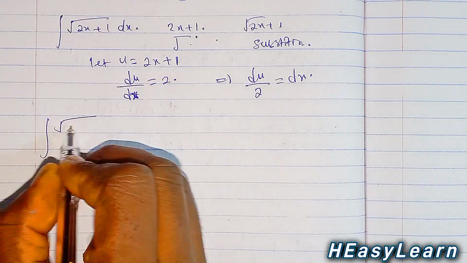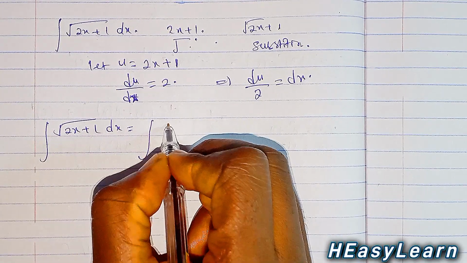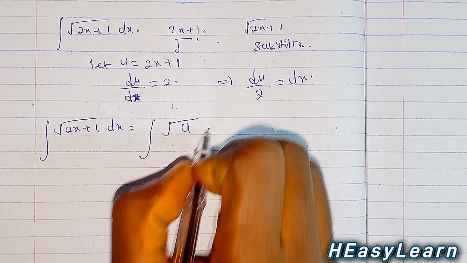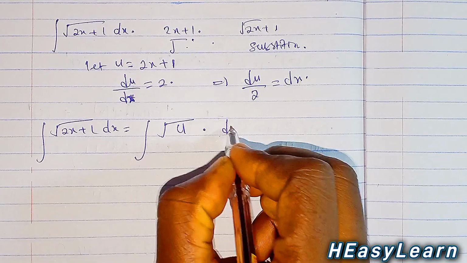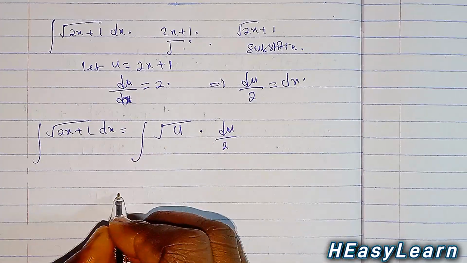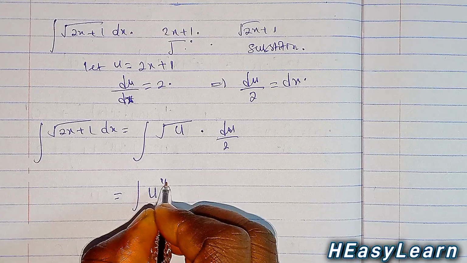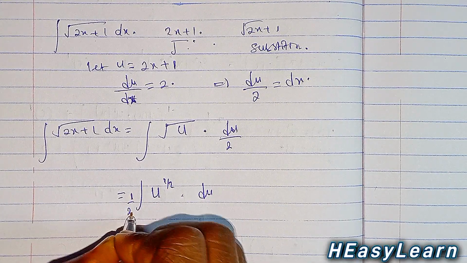So the integral of the square root of 2x plus 1 dx is the same thing as the integral of the square root, where the inside is now u, multiplied by what is the dx? The dx is du over 2. This is the same thing as u to the power of half multiplied by du. You can factor 1 over 2 out.